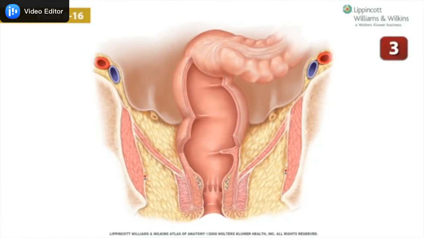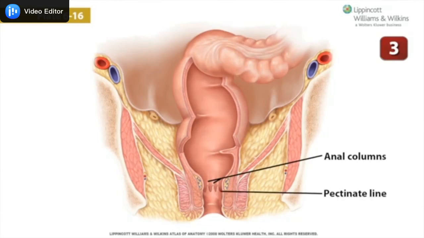Within the anal canal are anal columns, which are vertical folds in the mucosa formed by underlying blood vessels. The anal columns end at the irregular pectinate line, or dentate line, which is marked by a horizontal row of folds in the mucosa called the anal valves. The portions of the anal canal, superior and inferior to the pectinate line, have different embryological origins and therefore have different blood supplies and nerve supplies.